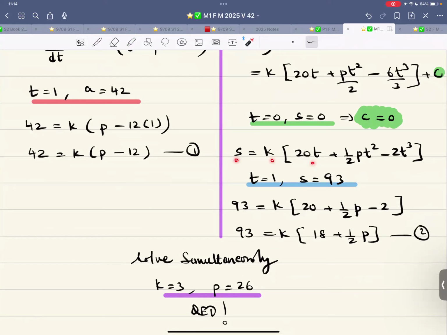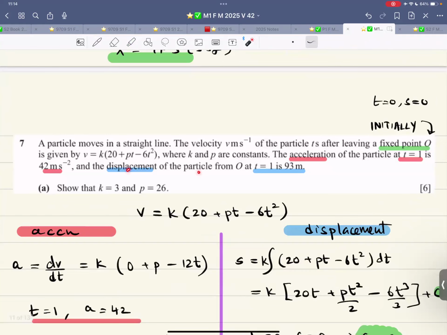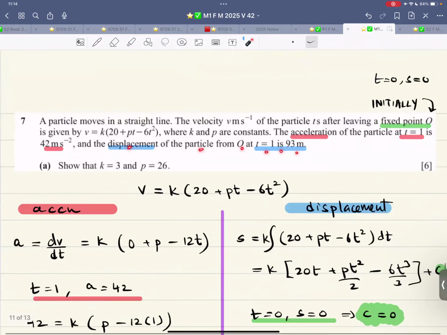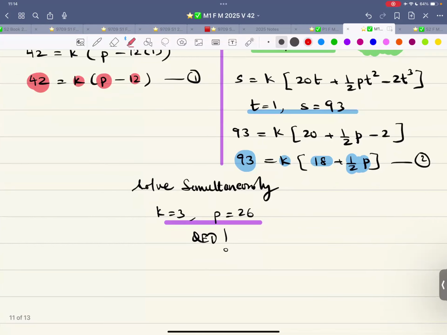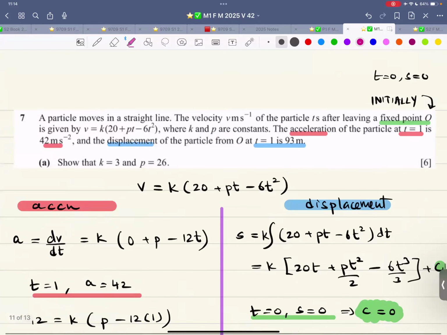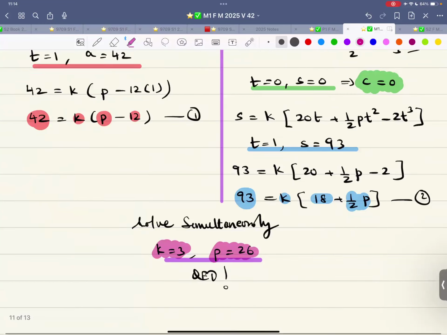X equals k times this thing. Now this condition, and the displacement of the particle from O at t equals 1 is 93. That is the second equation. So you now have the second equation. 93 is k times 18 plus half p. You already had the first equation. 42 equals k times p minus 12. Solve it simultaneously. Therefore, you get two values. K comes out to be 3. P comes out to be 26. That is the answer for the first part. 6 marks, but not difficult.